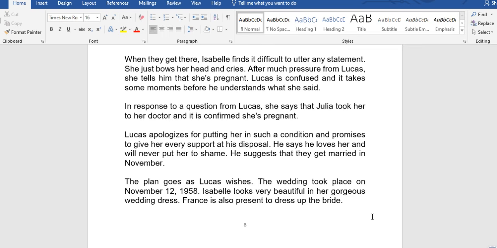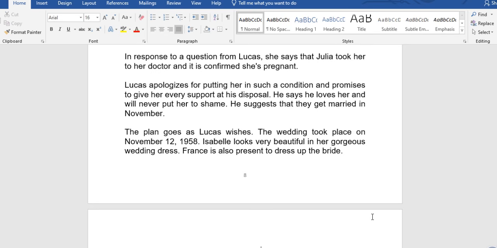In response to a question from Lucas, she says that Julia took her to her doctor and it's confirmed she is pregnant. Lucas apologizes for putting her in such a condition and promises to give her every support at his disposal. He says he loves her and will never put her to shame. He suggests that they get married in November.